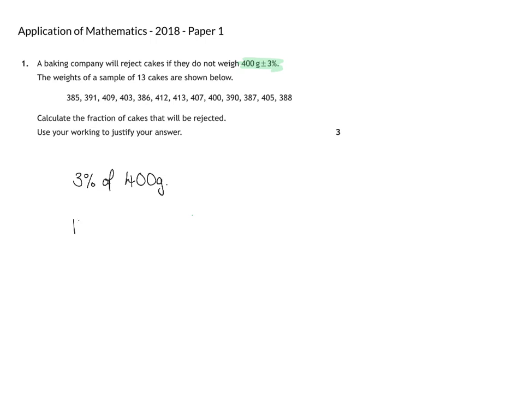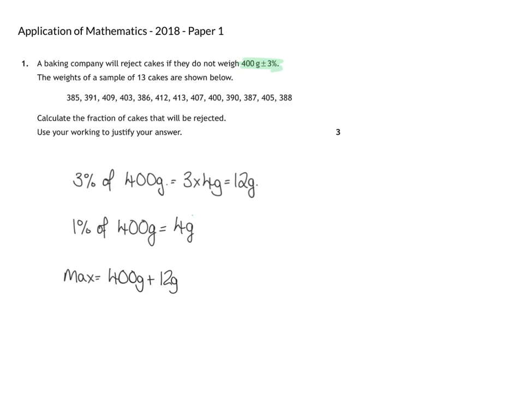But first to find 3%, if we find out 1%, so 1% of 400 grams, to find 1% we divide by 100, so it is 4 grams. So 3% is 3 lots of 4 grams, which is 12 grams. Right, so if we work out our maximum value, it's going to be our 400 grams plus another 12, which gives us 412 grams. And our minimum is 400 grams, take away those 12, which gives us 388 grams.